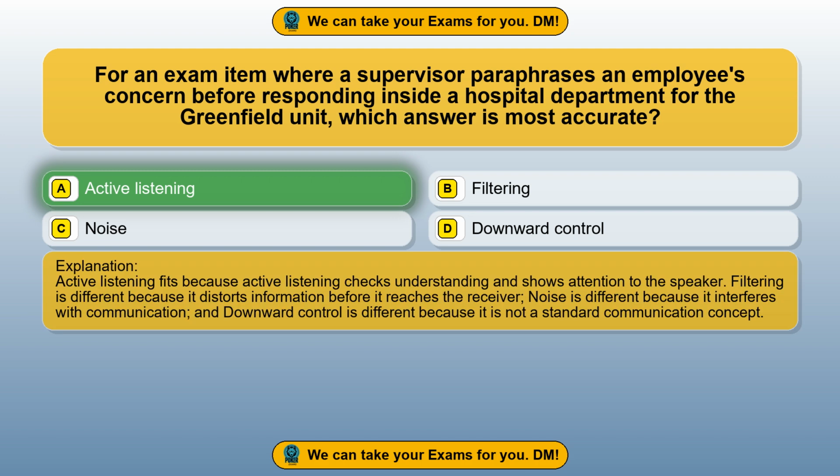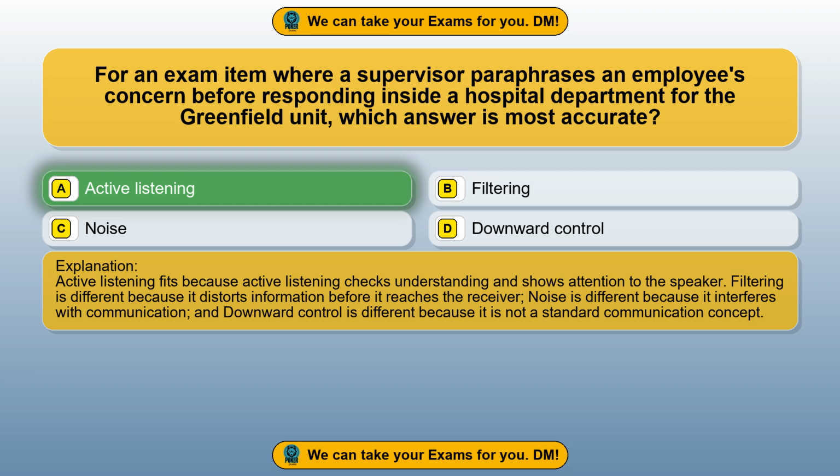Active listening fits because active listening checks understanding and shows attention to the speaker. Filtering is different because it distorts information before it reaches the receiver. Noise is different because it interferes with communication, and downward control is different because it is not a standard communication concept.